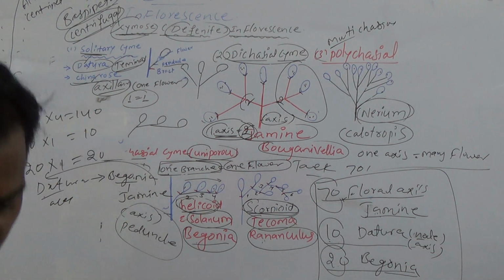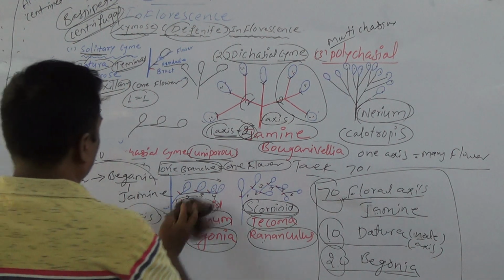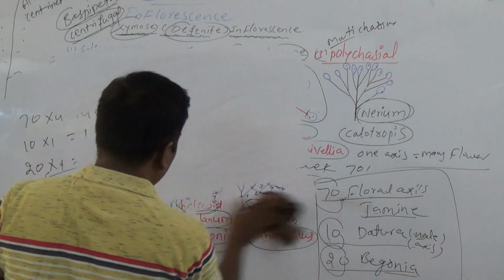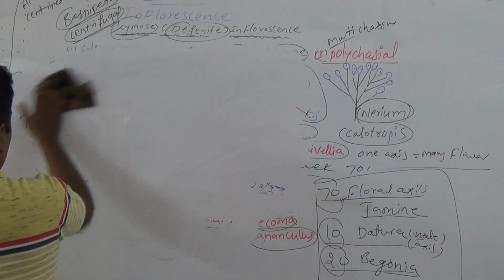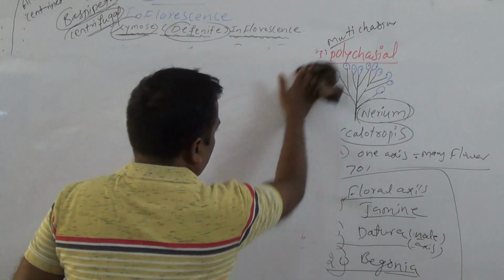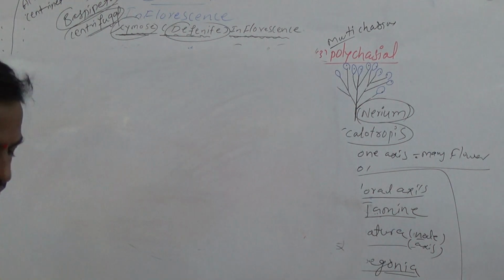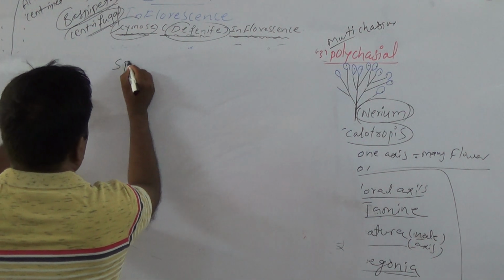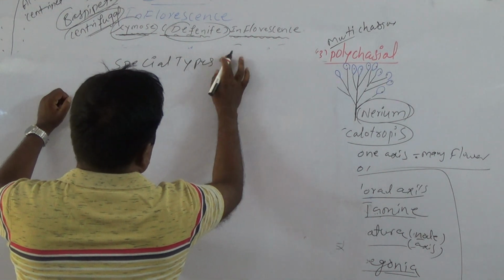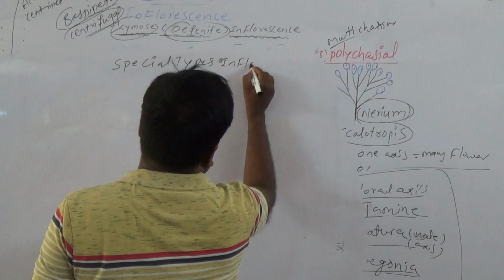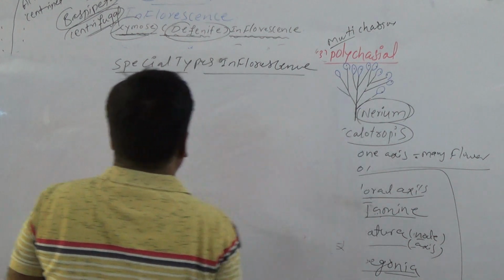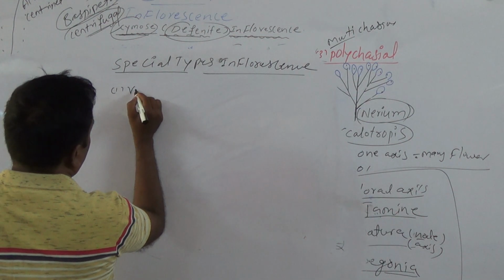Now this is the cymose inflorescence. The next one, the last one, is special types of inflorescence. There are 3 types of special inflorescence present in angiospermic plants. One is verticillaster, the second one is cyathium, and hypanthodium. How many types are there? The first one is verticillaster.